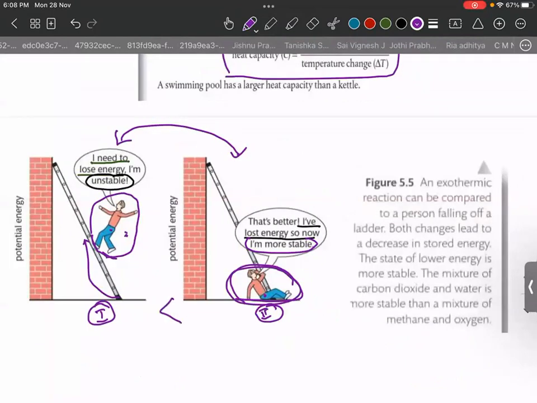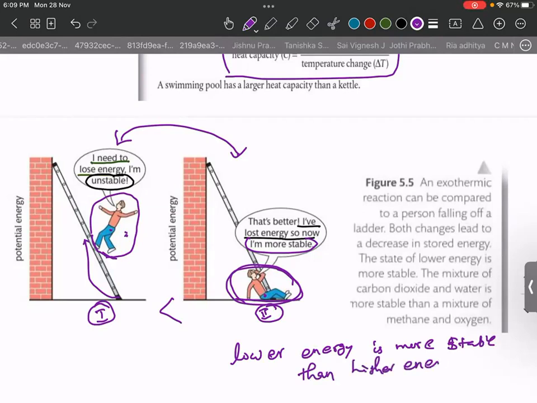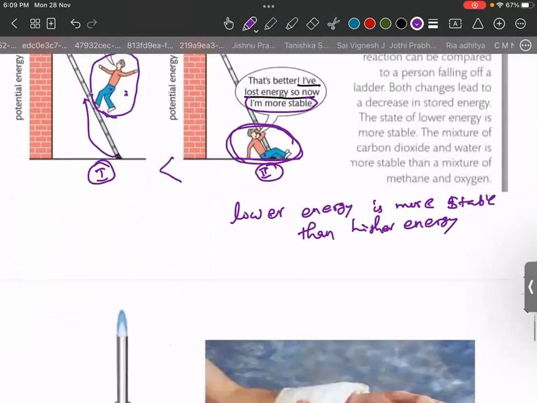When the potential energy is more, he becomes unstable. In an exothermic reaction, the heat is given out. So you can think of it this way: lower energy is more stable than higher energy. When a person has higher energy, he is unstable; he has to lose his energy and then he becomes stable. Okay, sir, that is enough for today.